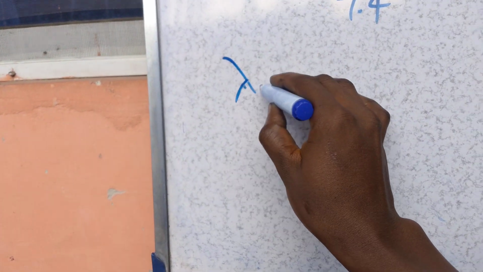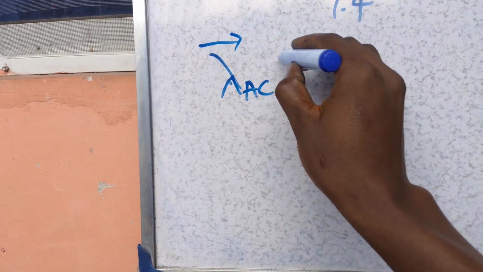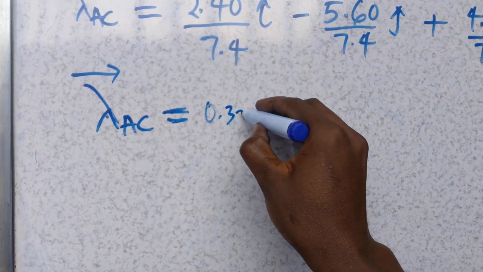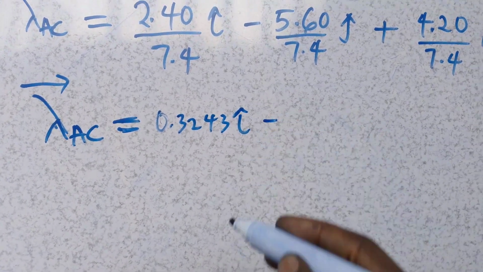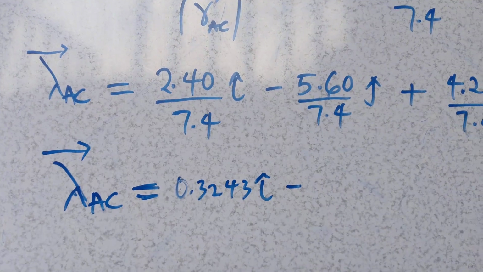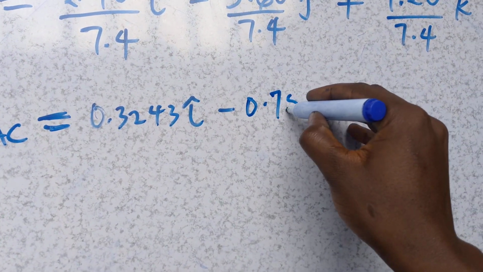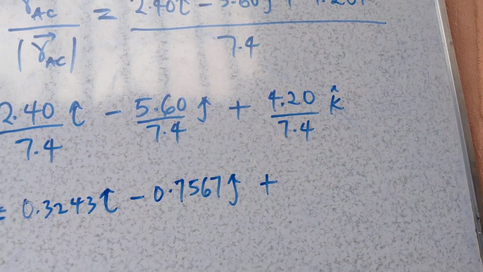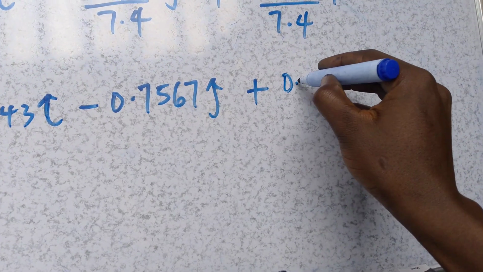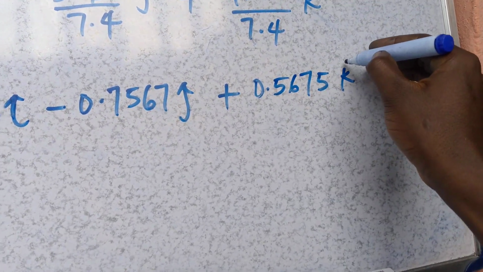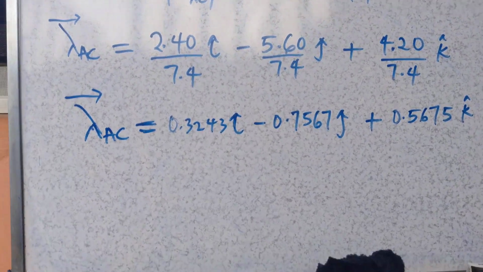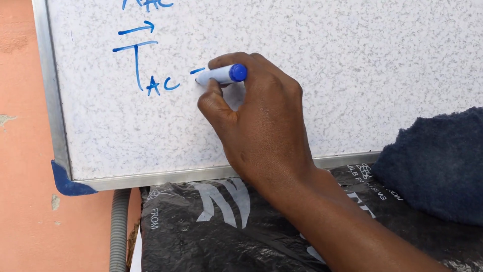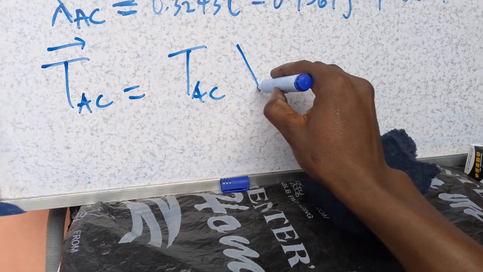Then lambda AC, by dividing this now, will give me 0.3243 I minus, if I divide this other one, 0.7567 J plus, if I divide this other one, 0.5675 K. Okay, so that is it. So that is tension AC equals TAC lambda AC.